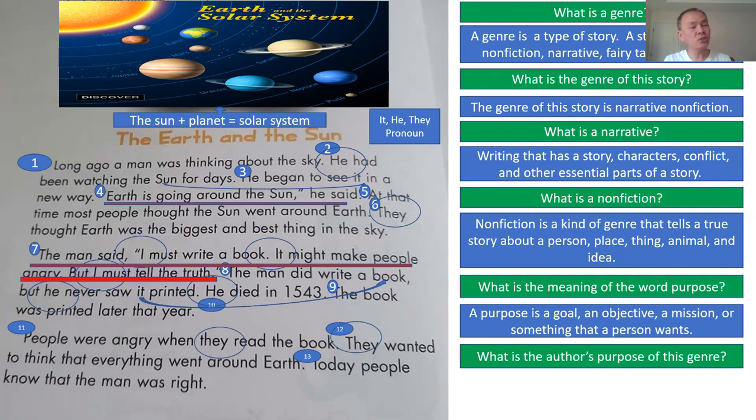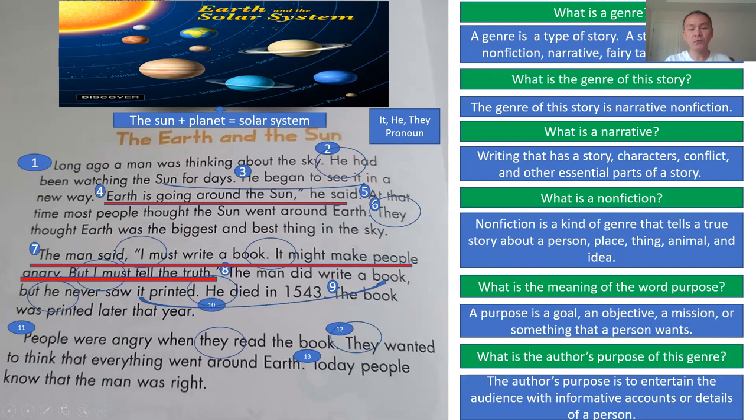So, The Earth and the Sun, okay? Based on this story, what is the author's purpose? If you say the author's purpose is to entertain the audience with informative accounts or details of a person, then you are correct. This story has a purpose, and the purpose is to provide something informative yet entertaining about a man who was thinking about the sun, the sky, and how the earth is going around the sun. After he thought about that, he went on and wrote a book. But before his book was able to be published, he died. Okay, so this is what the story is about.